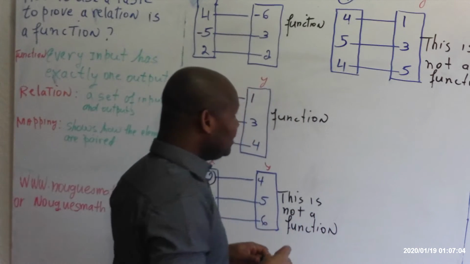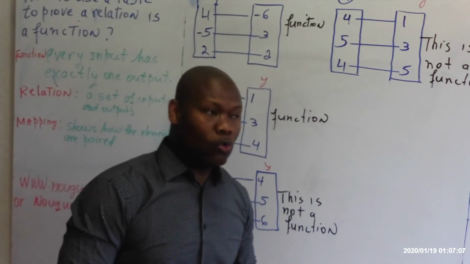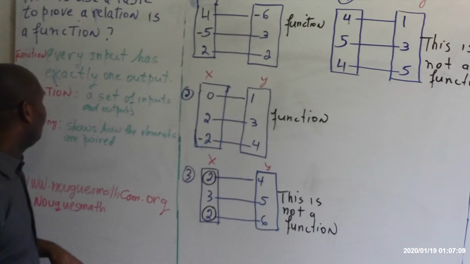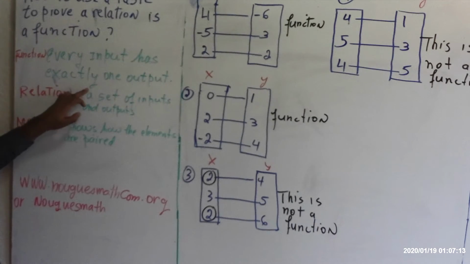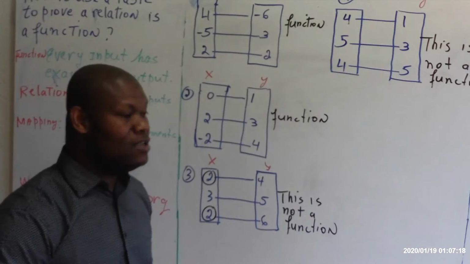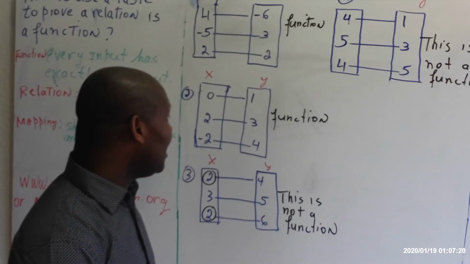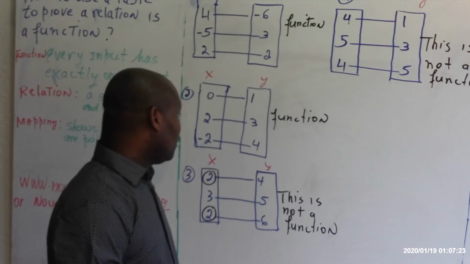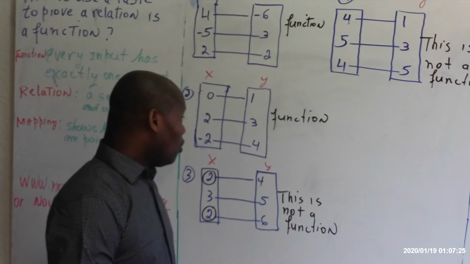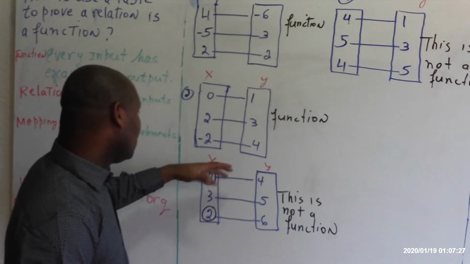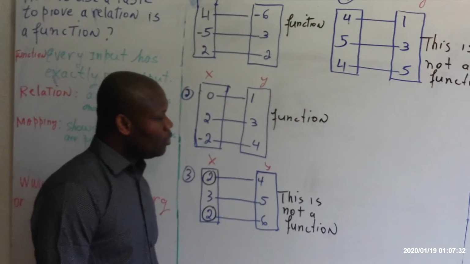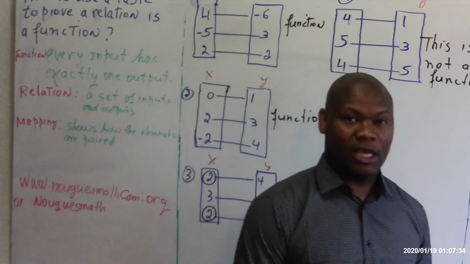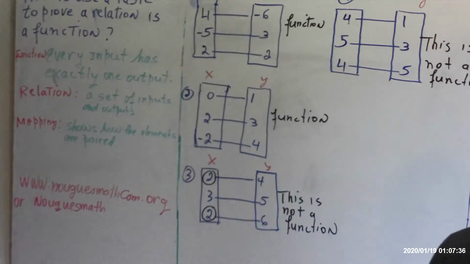This is not difficult if you know this rule. What is the rule? Every input has exactly one output. Every x must have exactly one y. If you see two x's that are the same mapping to two different y's, then this is not a function. I believe you will understand that; that's the beginning of functions.